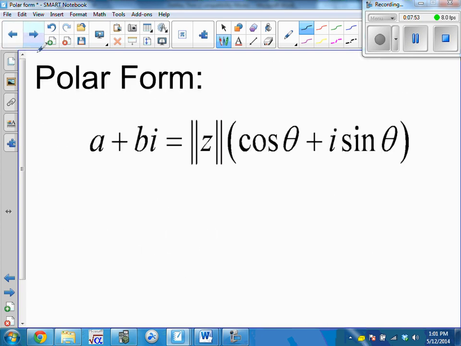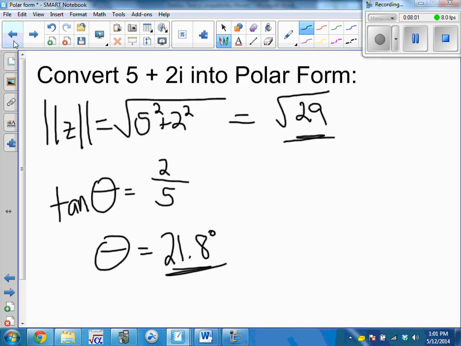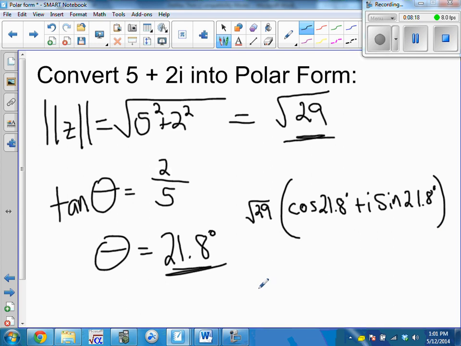So let me jump ahead here. What we're going to do is use this formula, the polar form: cosine theta plus i sine theta. So I'm going to write this as the square root of 29 times cosine of 21.8 plus i sine of 21.8. And then if I distribute this through, the square root of 29 times the cosine, there's my x, there would be my 5. The square root of 29 times my sine, there would be my 2, and there is my i to give me my polar form.